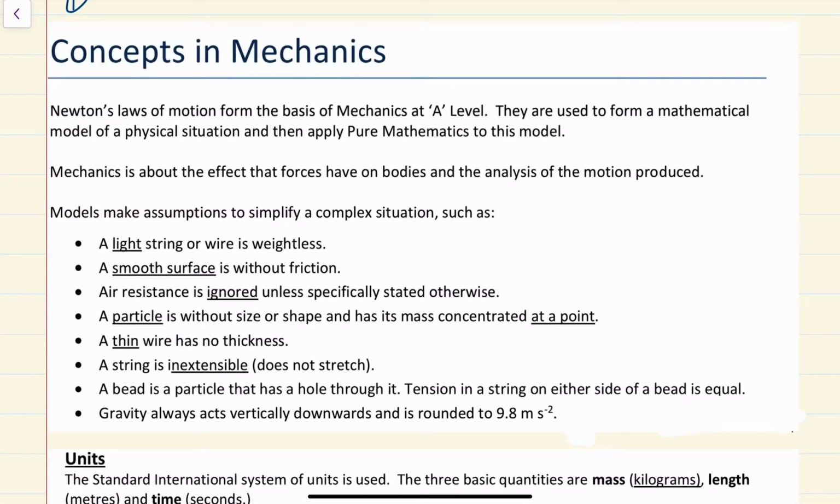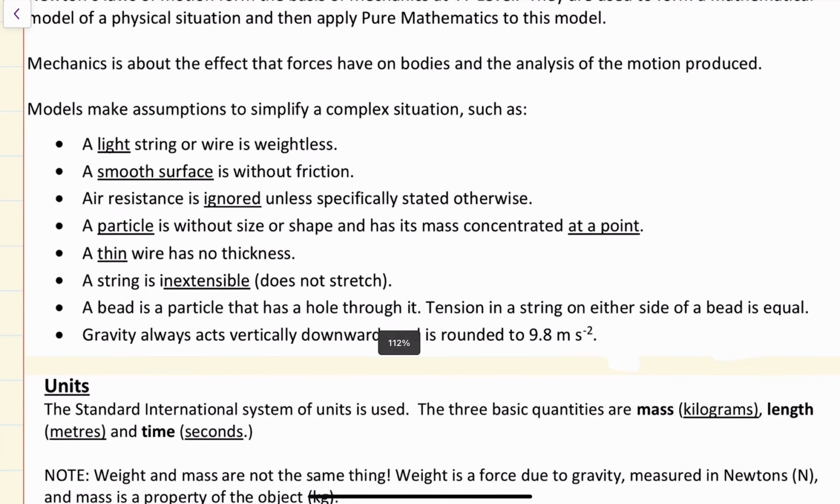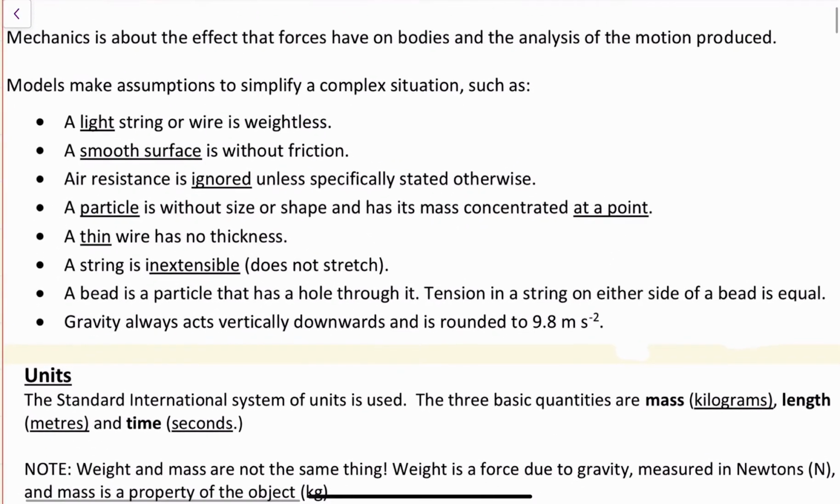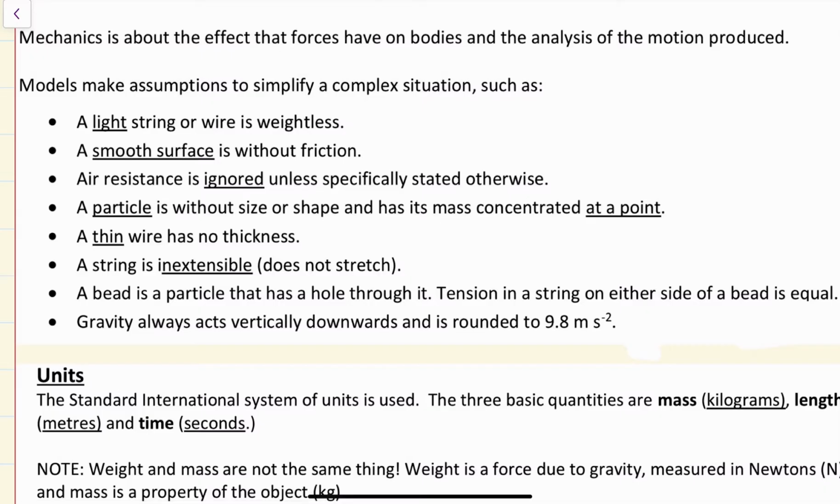Okay, this is the first topic of our AS2 mechanics. We're going to be looking at kinematics, which is the study of motion. But before we do that, we're just going to look at a couple of concepts in mechanics. So we will use what's called mathematical modeling.